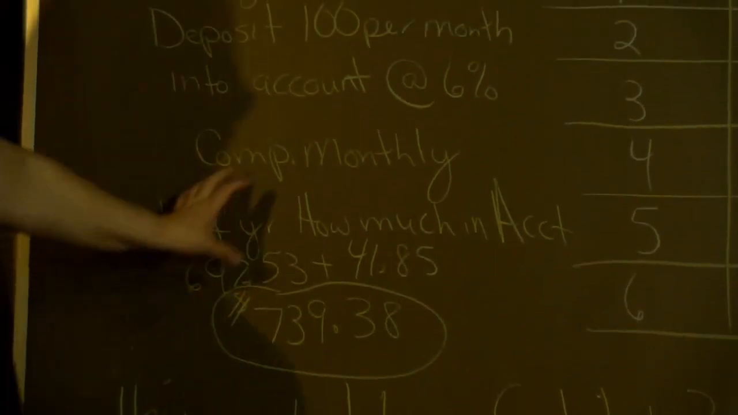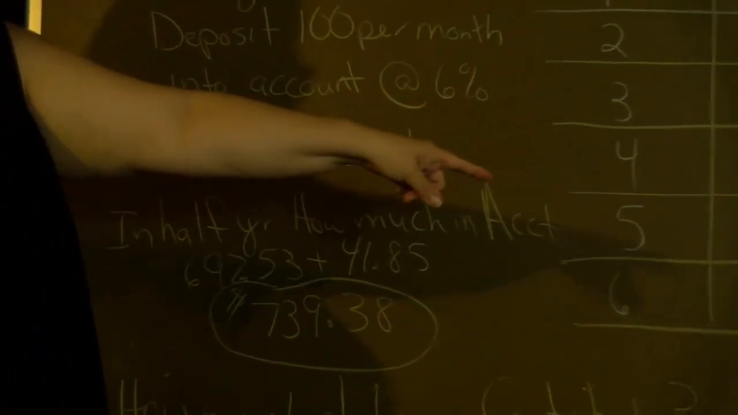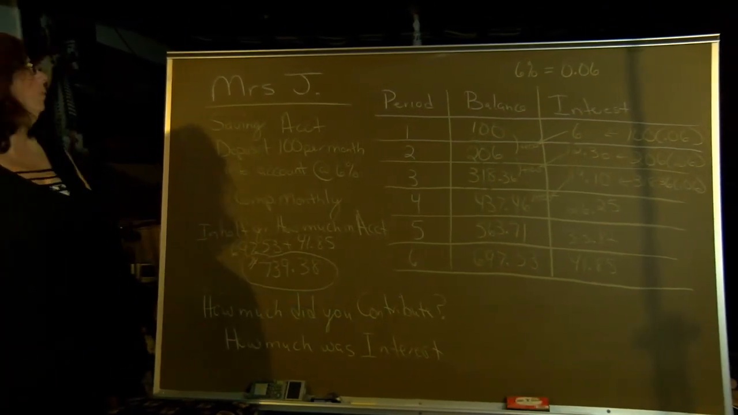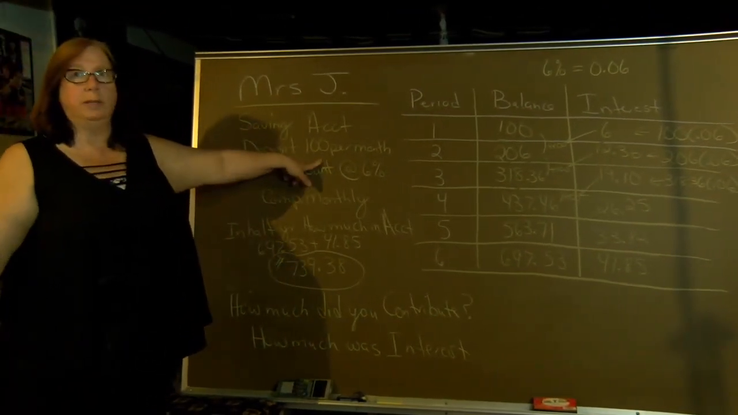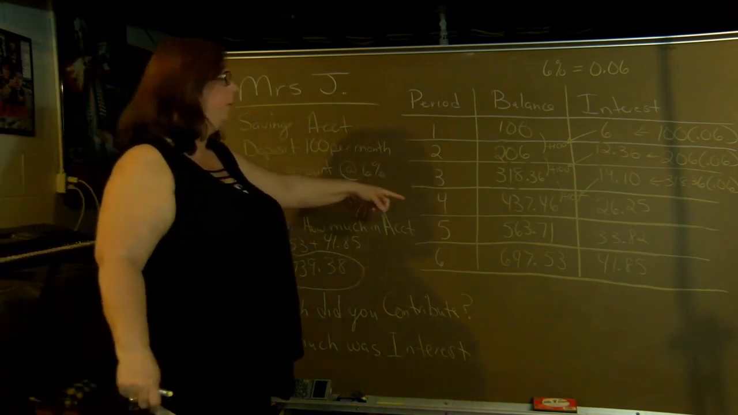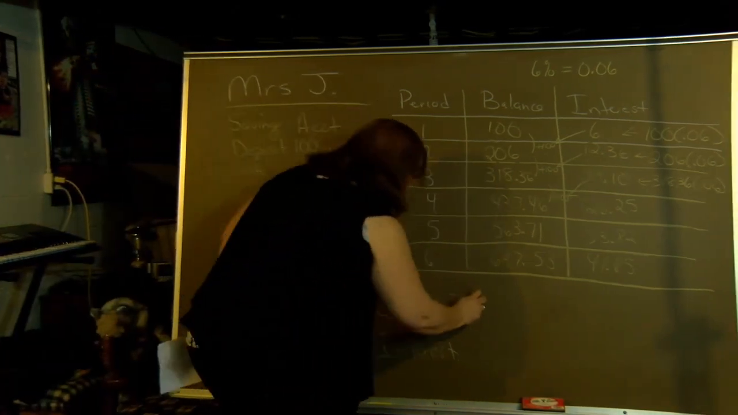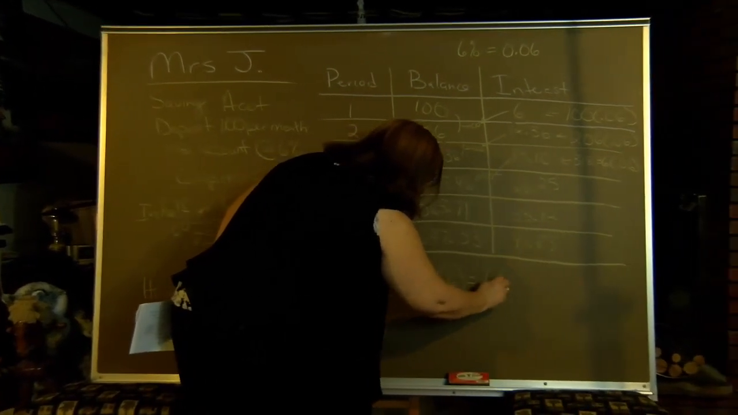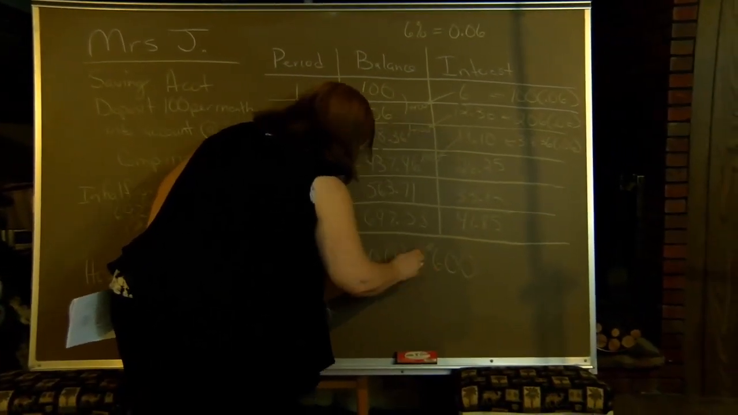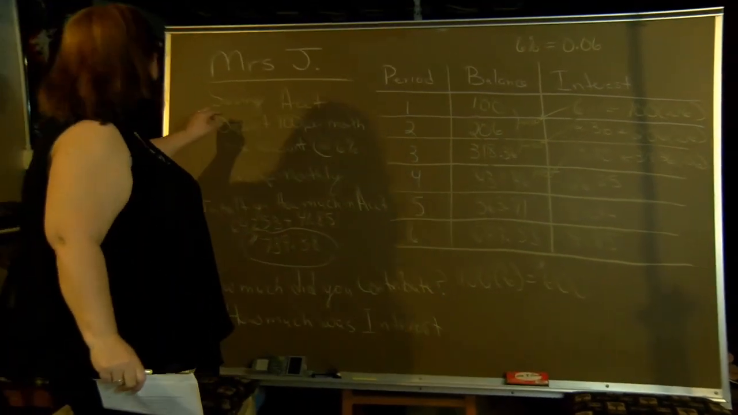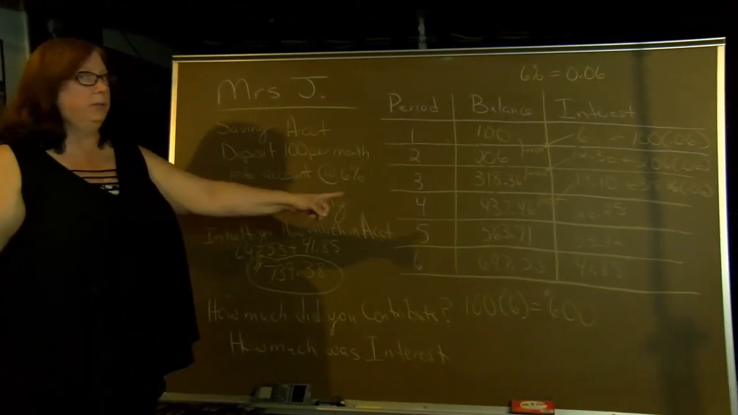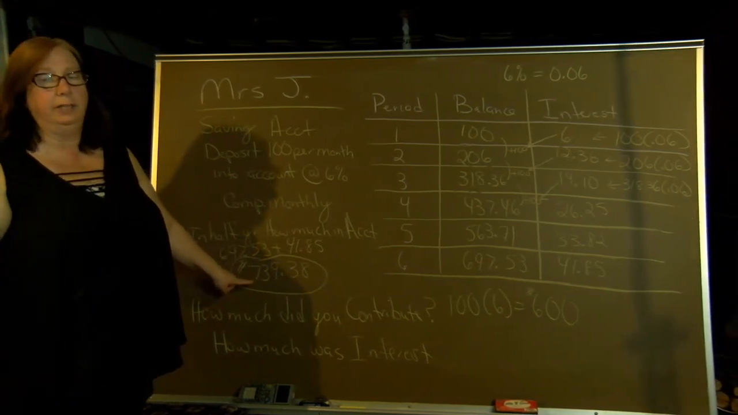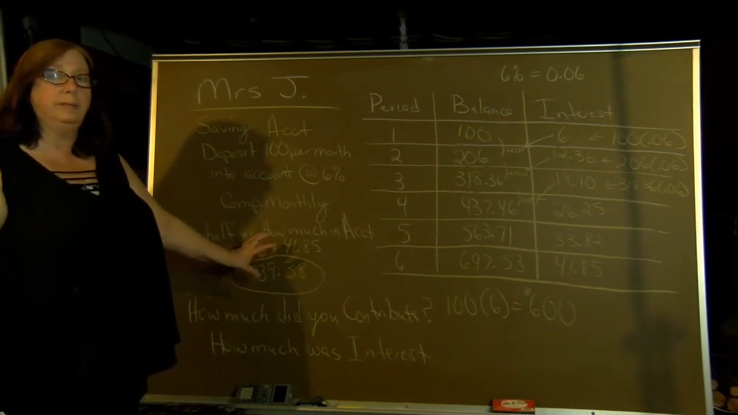Now, not all of that was our money, because some of it was interest. So we want to find out how much money we put in. Well, we put in $100 a month. So each month we put in $100. And we did that for 6 months, $600. So the savings account, we put $100 in each month. So $600 of this $739 was money we put in. The rest of it then was interest.